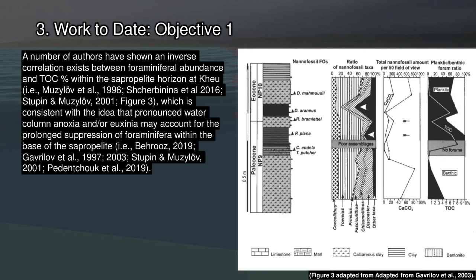A few authors have suggested that the foraminifera at the Q section are responding to pronounced water column anoxia, so oxygen-depleted conditions, and/or euxinia, which is this very nasty hydrogen sulfide environment, which may account for this quite stark, protracted interval of potentially no forams at the base of the saprophyllite that's been recorded by subsequent authors.